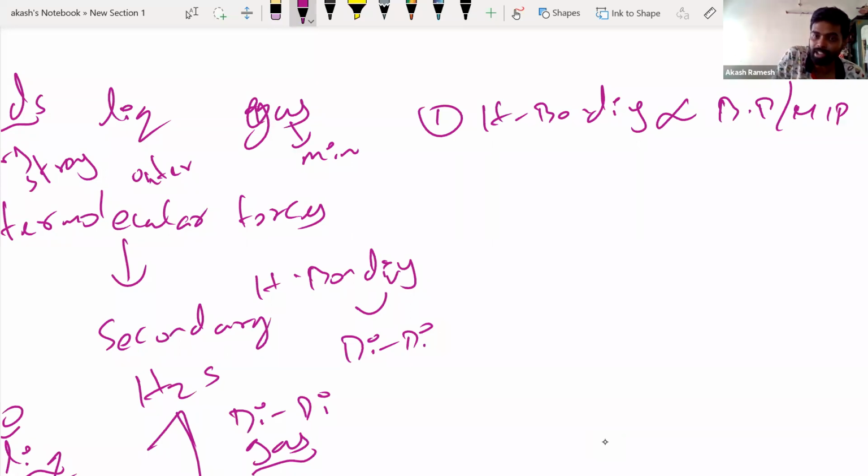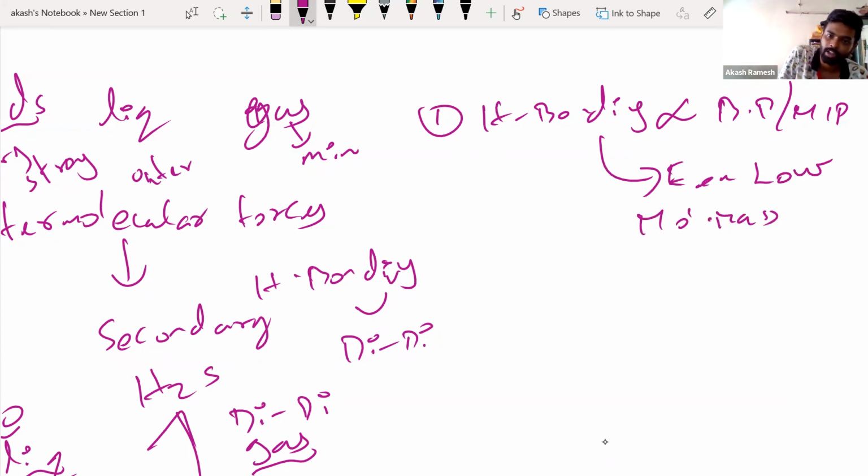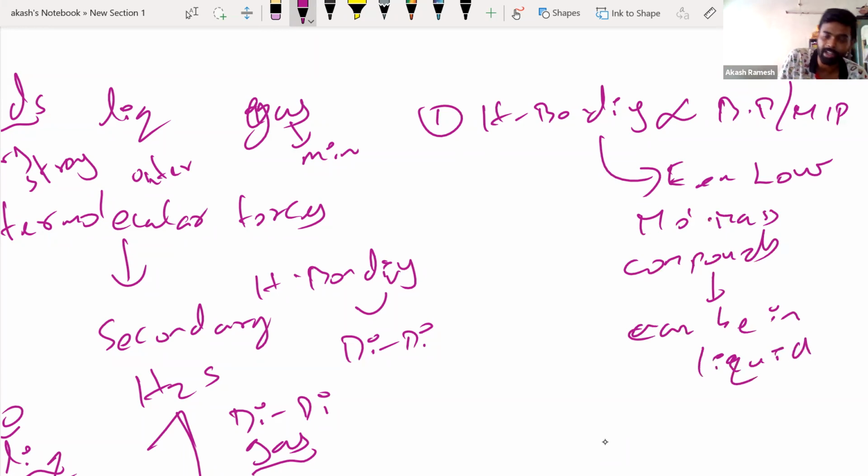Another thing is, when I have hydrogen bonding, even low molecular mass compounds can be in liquid states. Generally, low molecular mass compounds will be in the gaseous phase, but they can be in the liquid phase or solid phase sometimes. That is the first consequence.